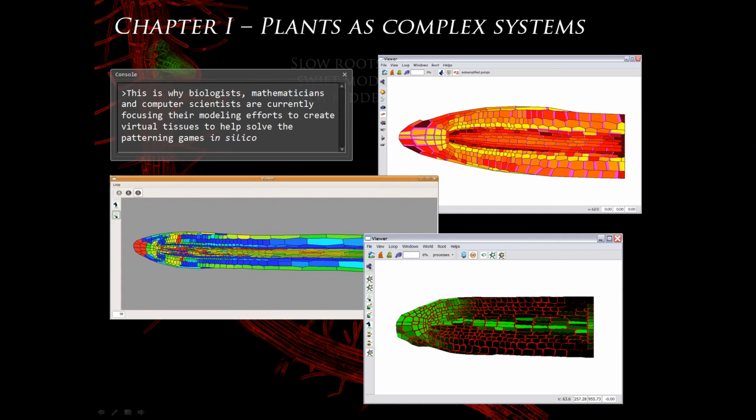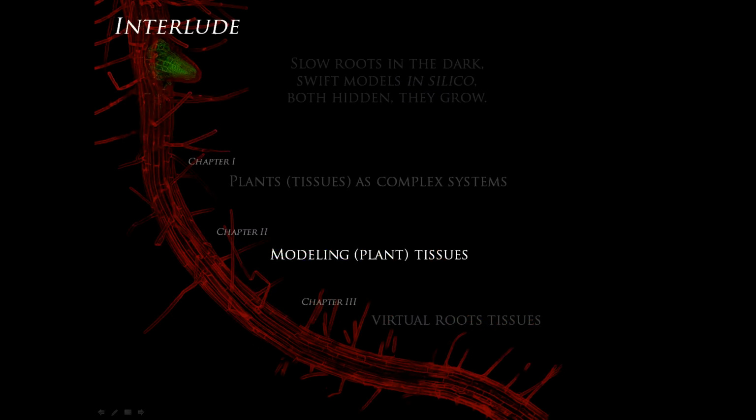And this is why biologists, mathematicians, and computer scientists are currently focusing research and modeling efforts to create virtual tissues to help solve the patterning game in silico. And this brings me to my second chapter. Now that we've seen that plants and plant tissues are actually quite complex, how can we solve those complex systems with the help of some models?